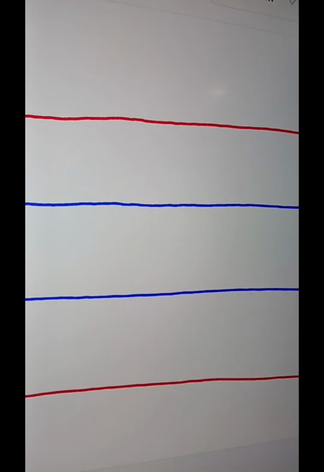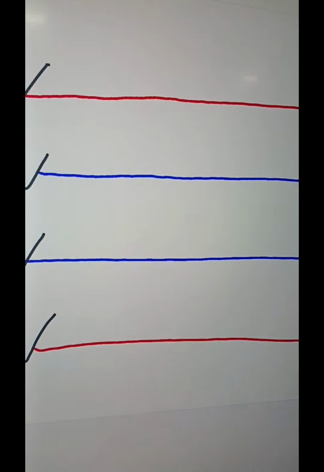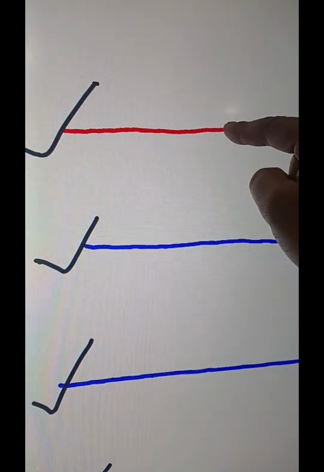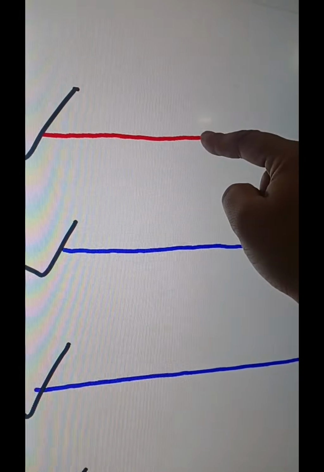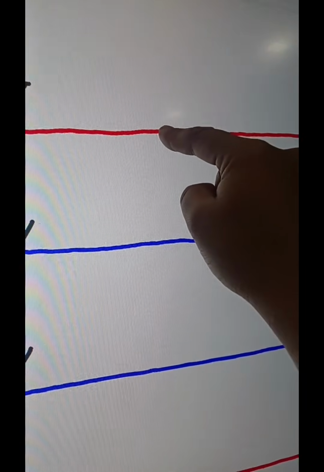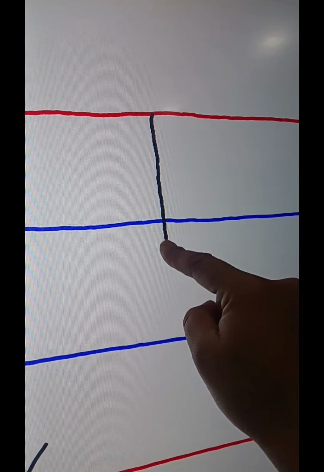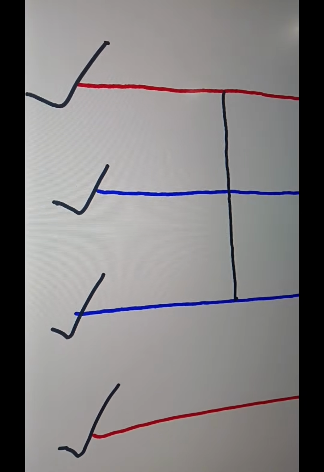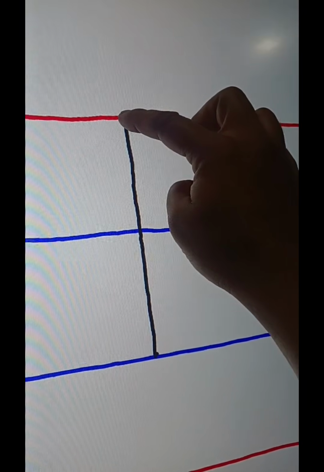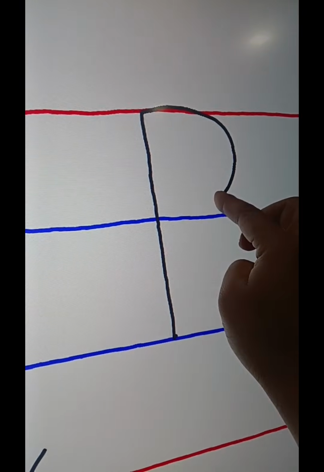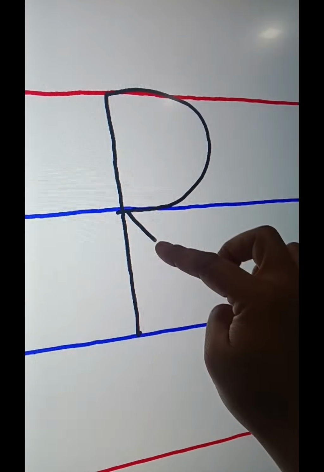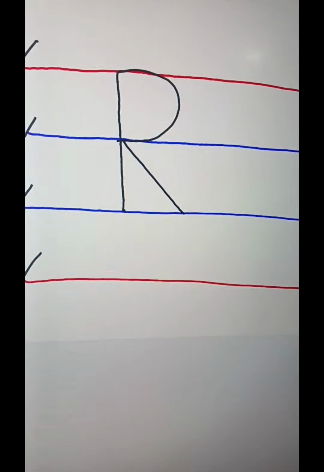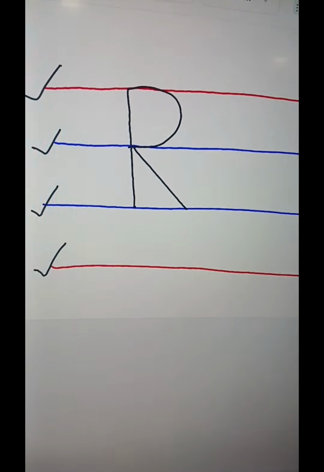Okay, so for uppercase letter R, we will start writing from line number 1, or from the skyline. Start from here, make one standing line and touch the last blue line, that is line number 3, and one curved line, make it curve, and one slanting line and touch again the last blue line. This is how you will write uppercase R.